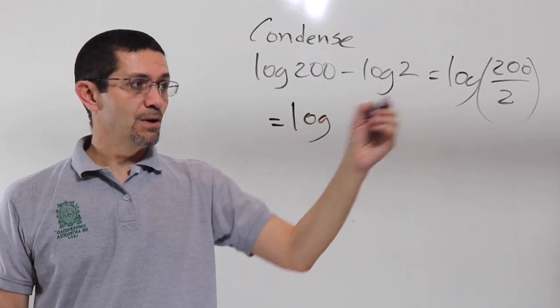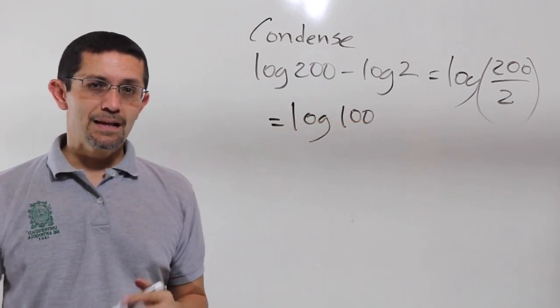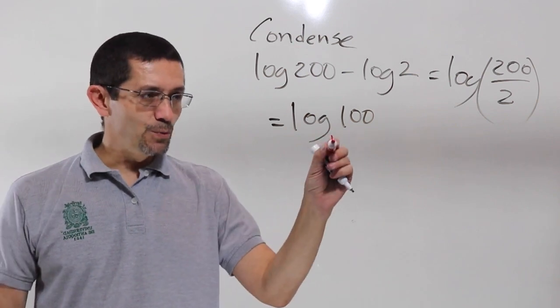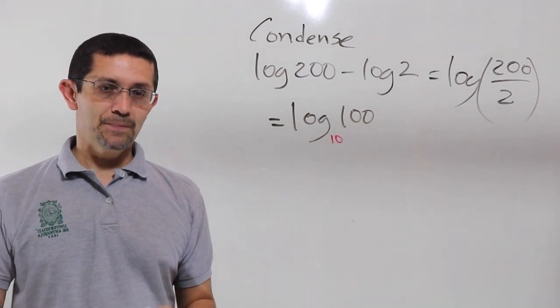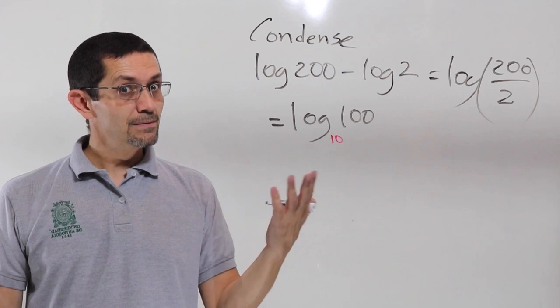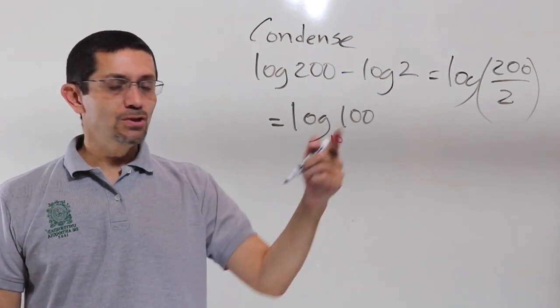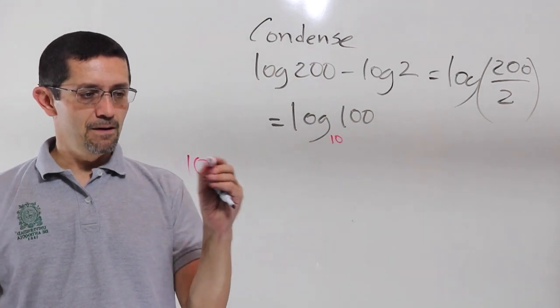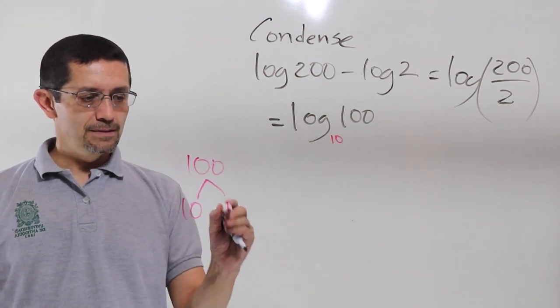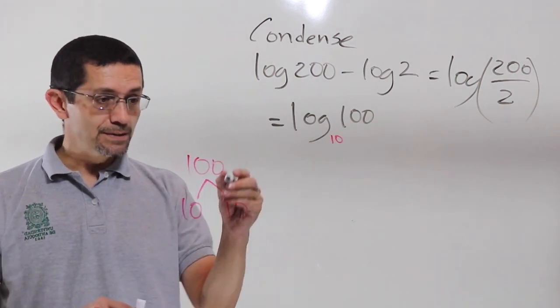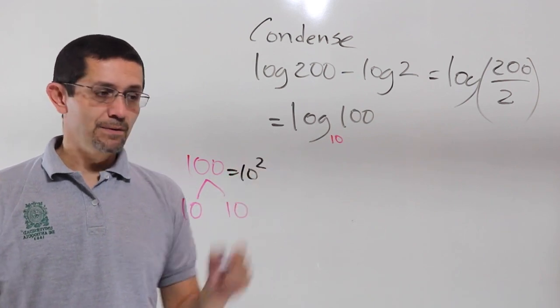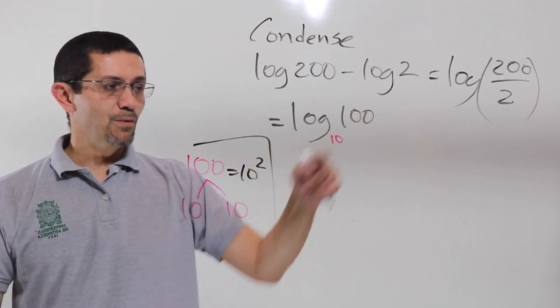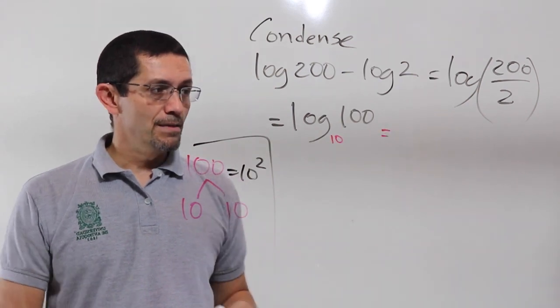That's going to give me log of 100. But remember, if there's no base, we have a tiny 10 right there. Okay, 10, 100. Okay, what does that mean? 100 is the same as 10 times 10, which means that's 10 to the second power. Okay, so I'm going to replace the log of this.